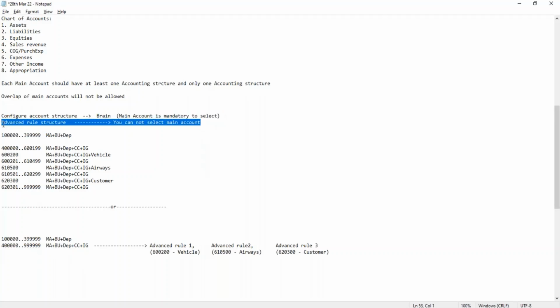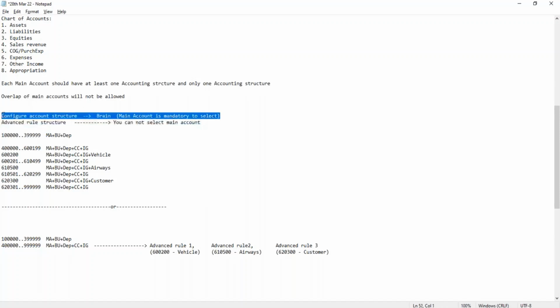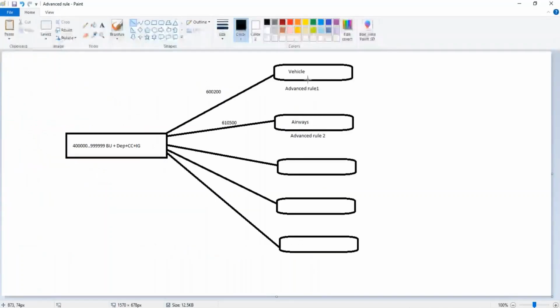But you have to define a main account, isn't it? You have to mention which main account you are adding to the advanced rule. Yeah, that is in the configure account structure. Whenever you are connecting them to each other, that's why I have given not here in the advanced rule. We are connecting each other. While connecting, you are adding the main account. Okay, I will show you. But you cannot define it in the advanced rule. In the advanced rule, you cannot enter main account at all.